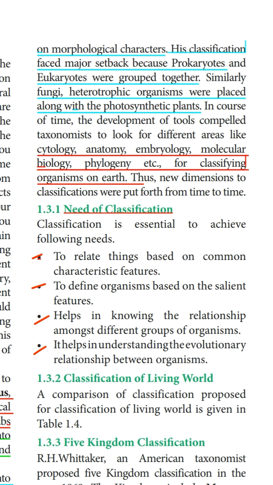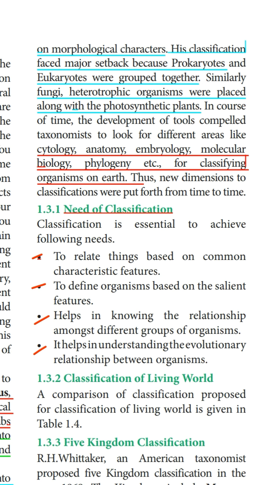Next, to define organisms based on salient features. Each organism has its own unique characteristics, so based on that, these organisms were separated or grouped. Next, it helps in knowing the relationship among different groups of organisms. From classification, we can develop a relationship between the different organisms. It also helps us understand the evolutionary relationship between organisms, how they have evolved and from where this evolution has taken place. That can also be studied with the help of classification.